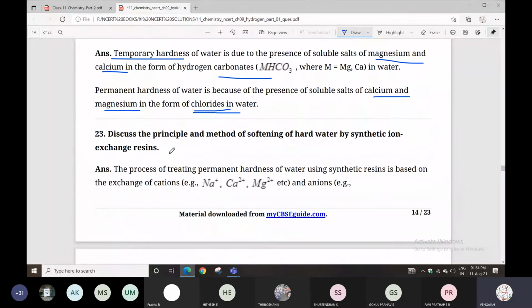Next question, check it. Discuss the principle and method of softening of hard water by synthetic ion exchange resin. The process of treating permanent hardness of water using synthetic resins is based on the exchange of cations.